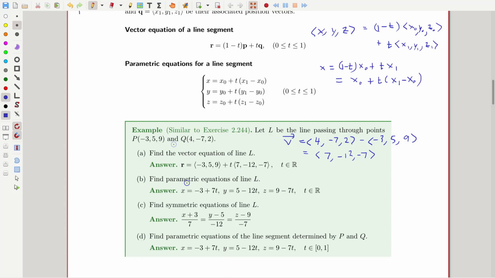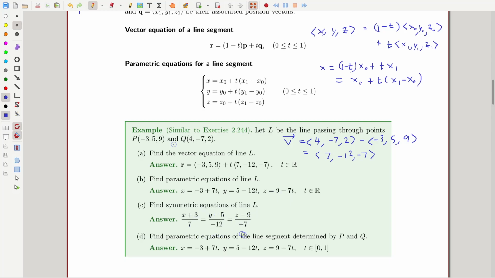Next, for the parametric equations, the procedure is to isolate each of the component functions. So x ends up being minus 3 plus 7t, y is equal to 5 minus 12t, and z is equal to 9 minus 7t. And so we get that. For symmetric form, we solve for t. As you can see, it's just add the 3 over, divide by 7, minus the 5 over, divide by negative 12, minus the 9 over, divide by negative 7, and that solves for t.